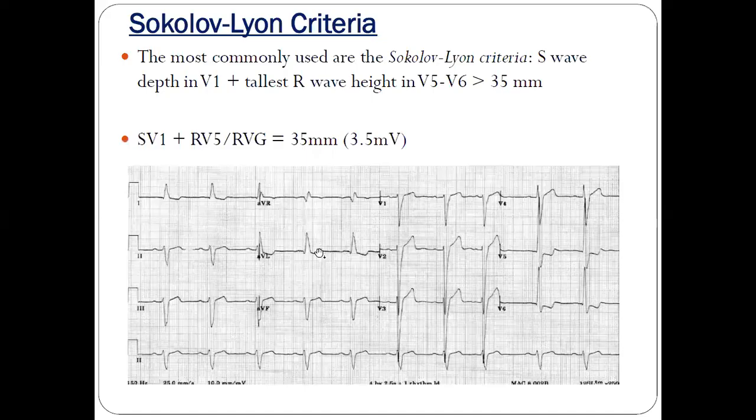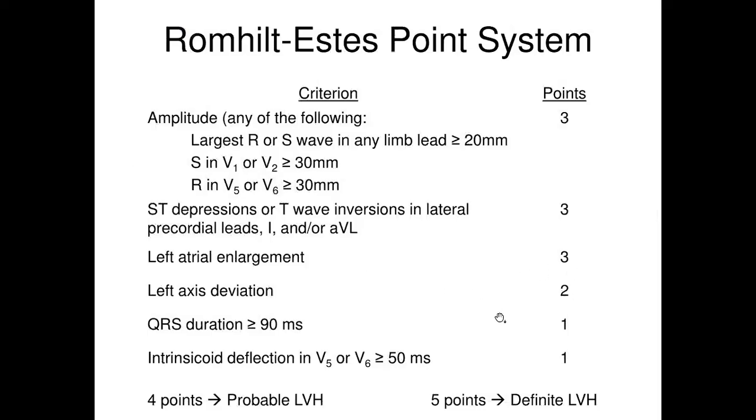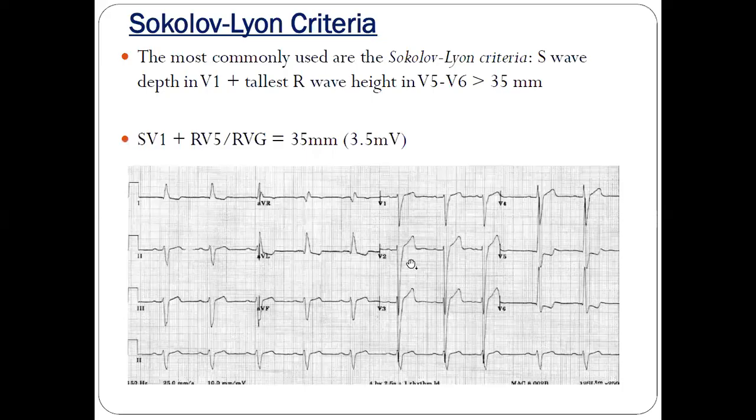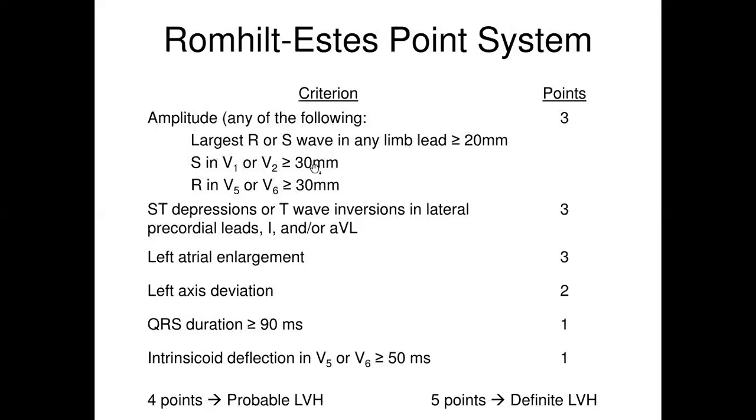Left axis deviation, if it is present, as you can see in this ECG, you give 2 points. If the QRS duration, from the start of the Q to the end of the S wave, is more than 90 milliseconds, which is around more than 2.5 small squares, that is also a criterion in the Romhilt-Estes point system, and we give it 1 point. The other thing is the intrinsicoid deflection in V5 or V6 of more than 50 milliseconds.